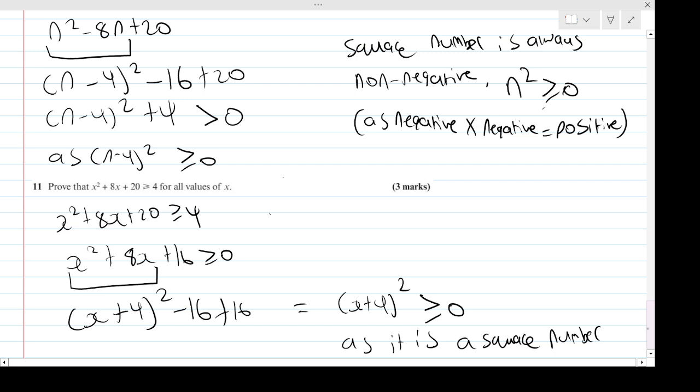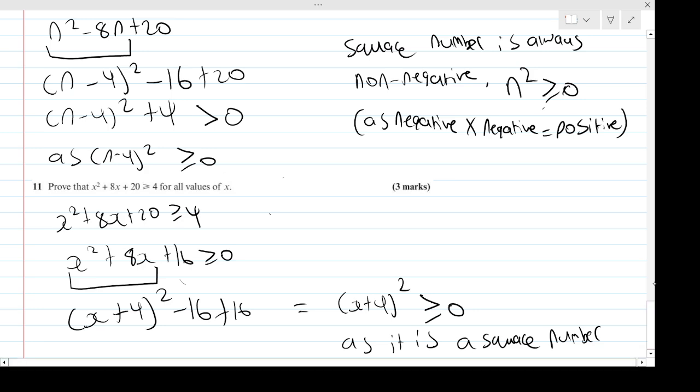Because if x squared plus 8x plus 20 is greater than or equal to 4, we can take the 4 away, and then we've shown that it's positive. This quadratic is positive, or non-negative, so it's not negative. So I complete the square, and then I've got this square number at the end, which has to be non-negative. It can't be negative because it's a square number. And there we are. So yes, that's actually it.